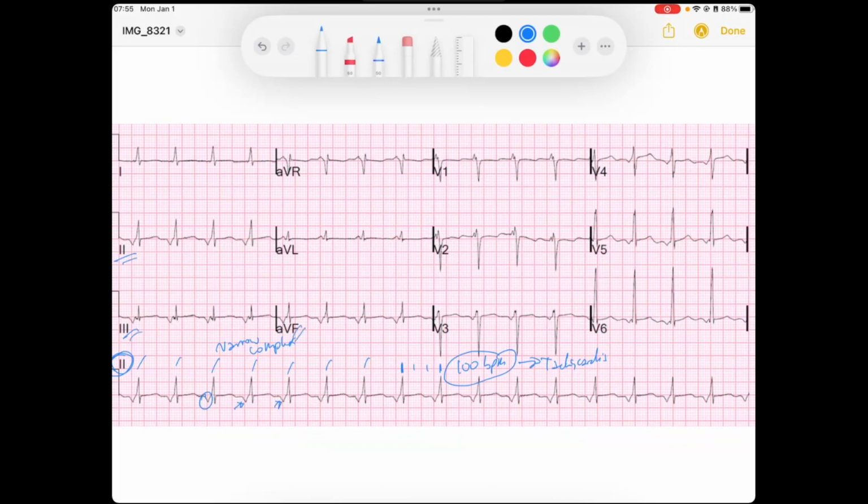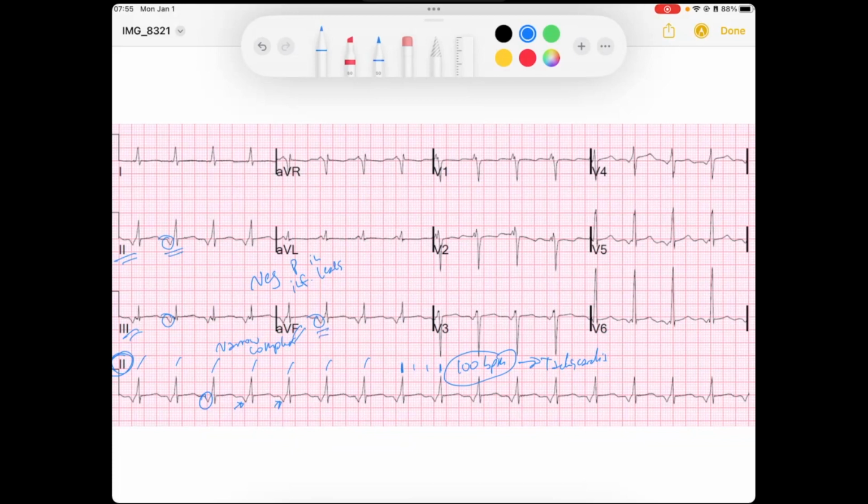2, 3, and AVF, what do I see? I see negative P waves in the inferior leads. So negative P in the inferior leads. And that's not what I would expect if this was a sinus P wave. The sinus node lives in the upper right part of the atria, and when it depolarizes the atria, the sinus node depolarizes down to the left. So usually we see upright P waves here.